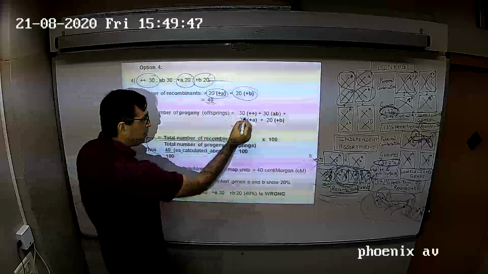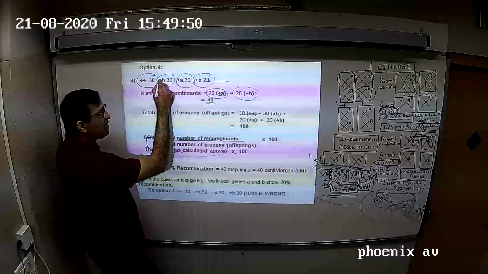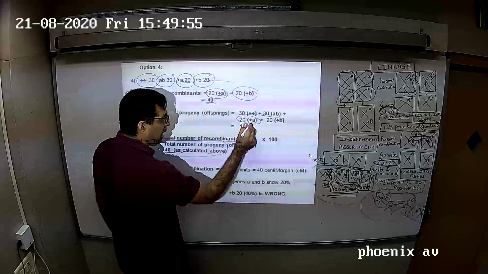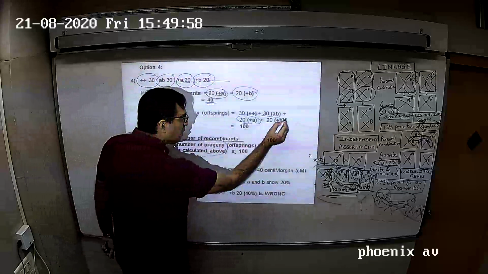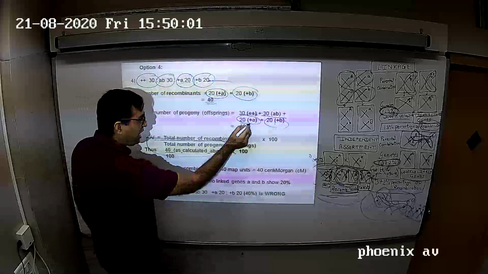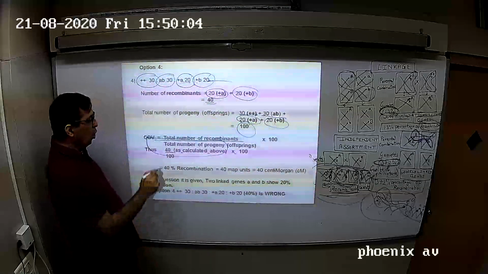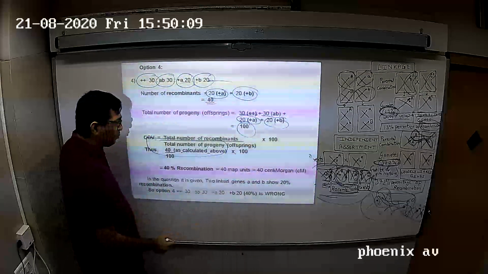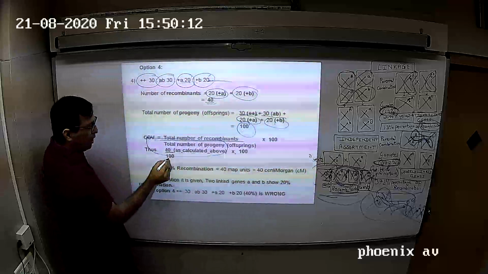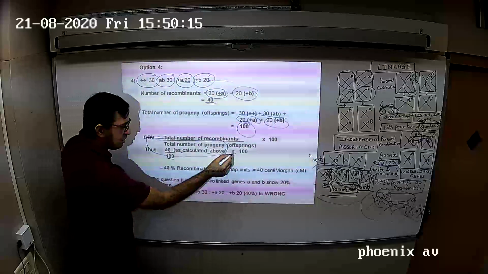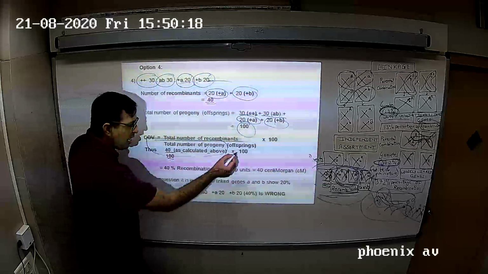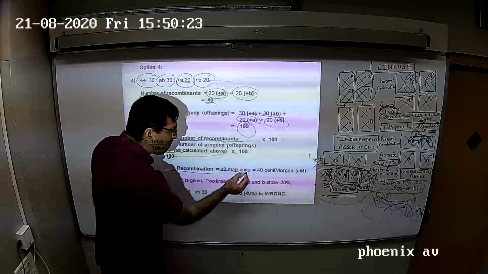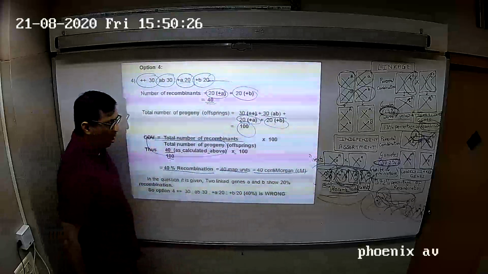And what is the total number of offspring? Plus plus is 30 parental, AB is 30 parental, 20 are plus A recombinant, 20 are plus B recombinant. So total is 100. So crossover value will be total number of recombinants upon total number of progeny offspring into 100, which is 40 upon 100 into 100, that is 40% recombination or 40 map units or 40 centimorgans.